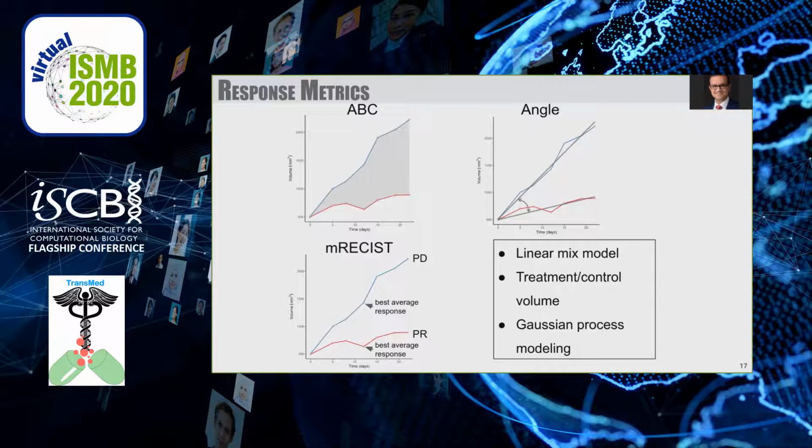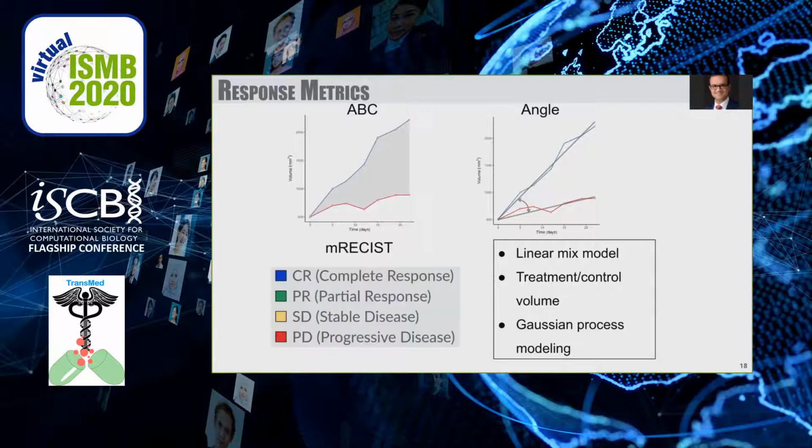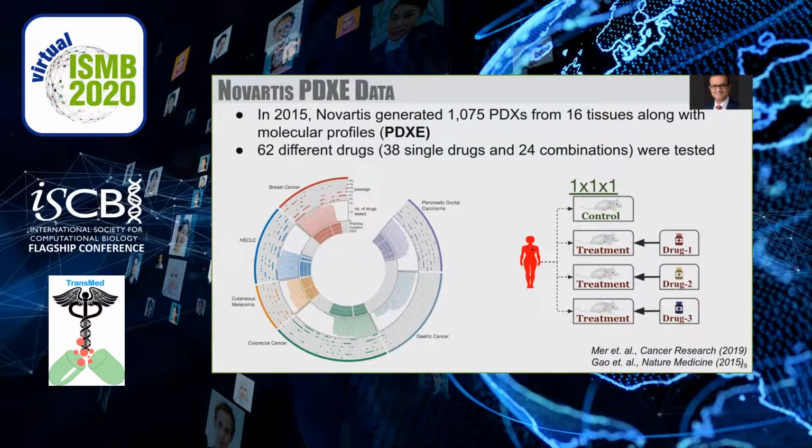So we have applied different response metrics such as area between the curve, angle between treatment and growth curve, and so forth. One of these response metrics is mRECIST, which is a modified version of the RECIST criteria that are used in the clinic. So once we have the package, we formatted Novartis PDX data into our package.